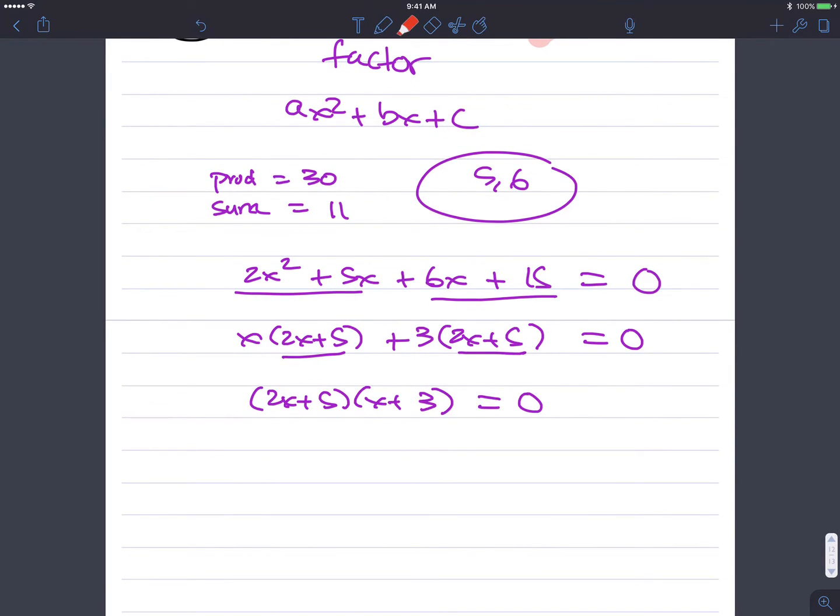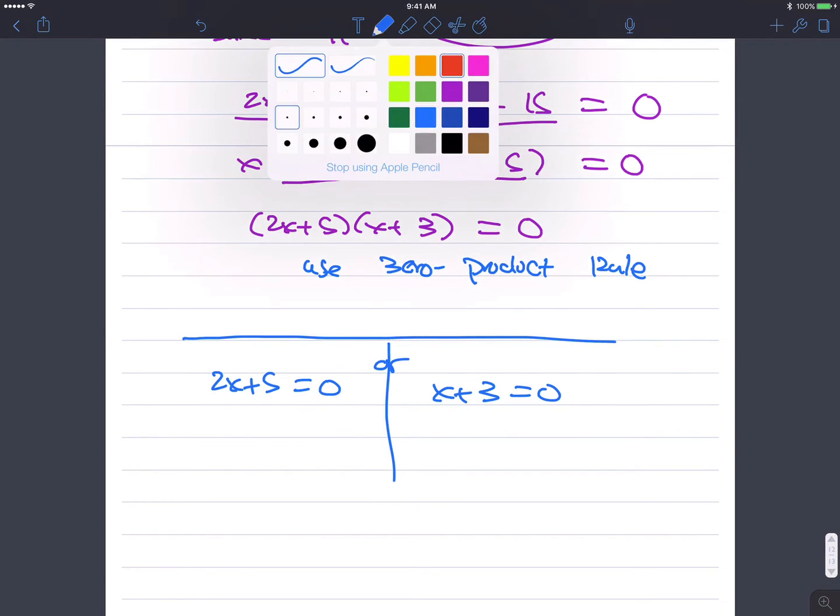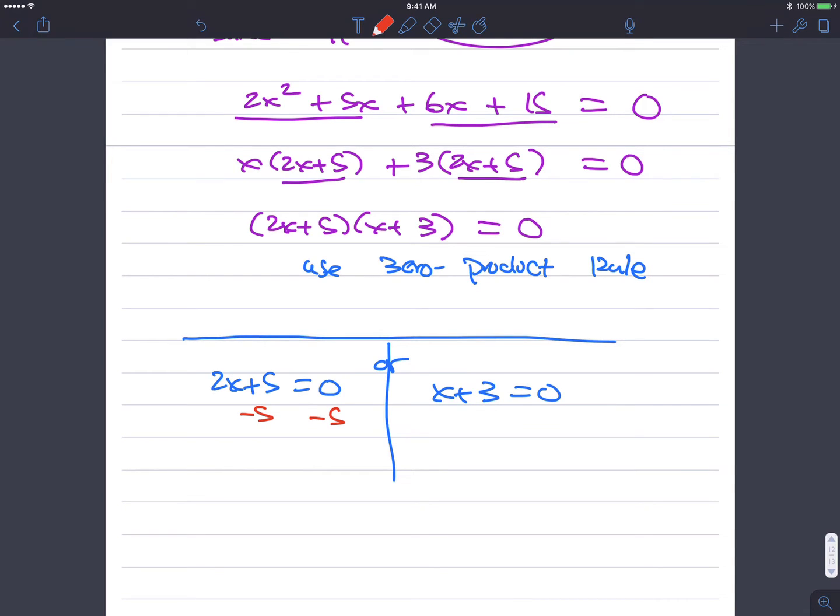Whenever that value here we have is A and it's not 1. So now we'll say to you, use your zero product rule. And if I use that zero product rule again, 2x plus 5 equals 0. x plus 3 equals 0. Here's what we're going to do. Subtract 5. Okay. And you get 2x is negative 5.